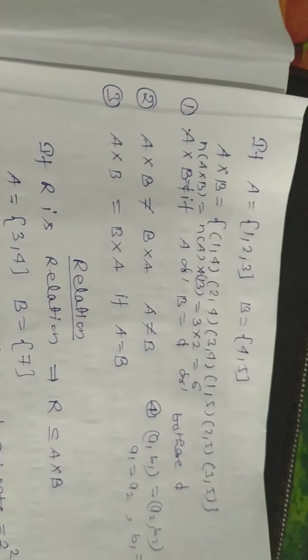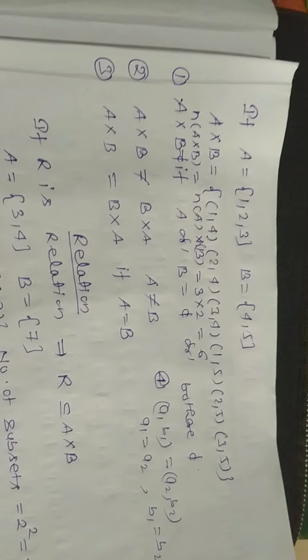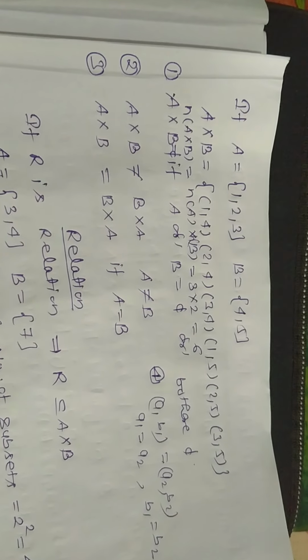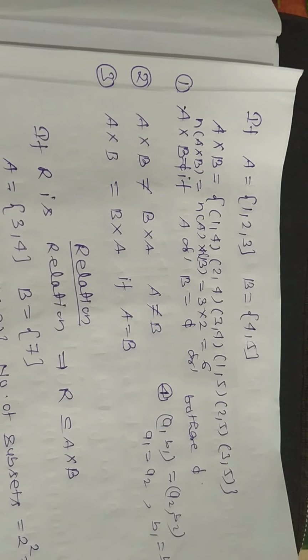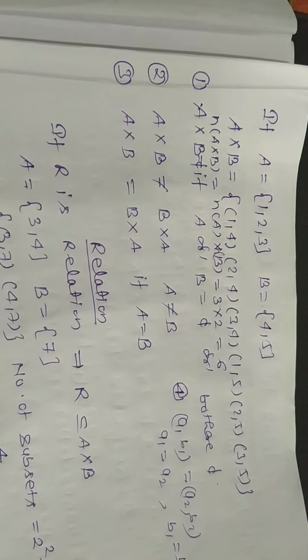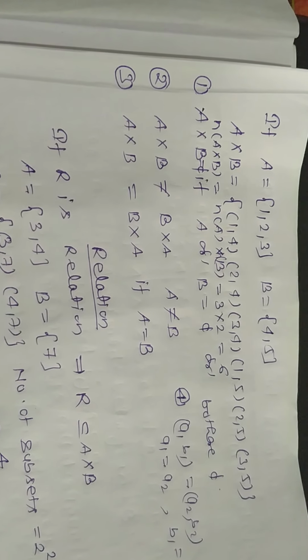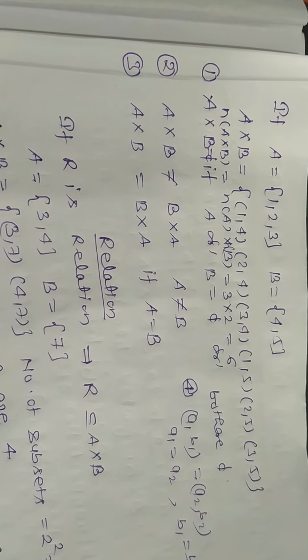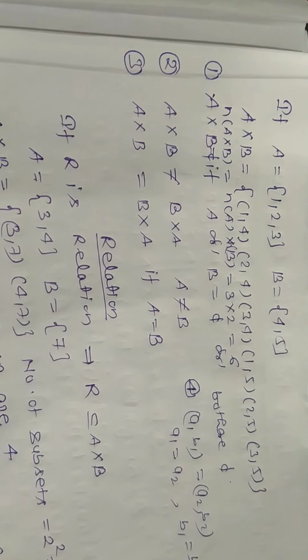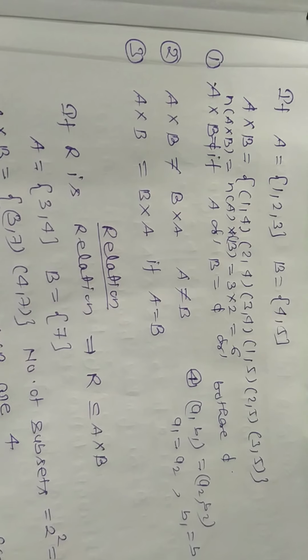Now if A is equal to {1, 2, 3} and B is equal to {4, 5}, when we perform the Cartesian product A cross B, we will get (1,4), (2,4), (3,4), (1,5), (2,5) and (3,5). The number of elements in A cross B is equal to the number of elements in A times the number of elements in B. So we can write 3 into 2, because the number of elements in set A is 3 and the number of elements in set B is 2. When we multiply 3 into 2, it is 6.